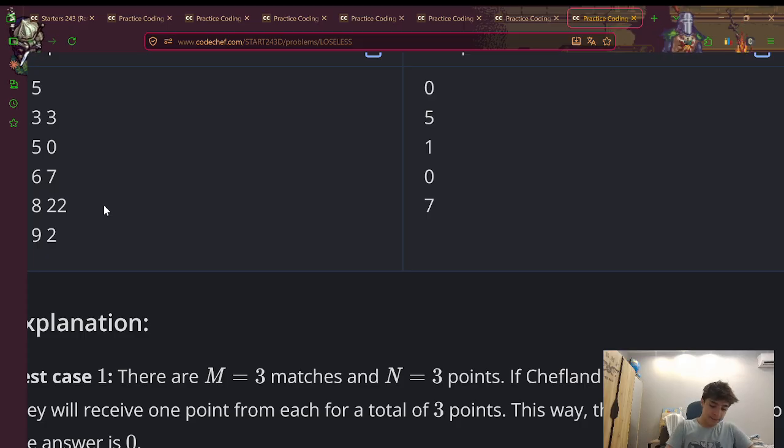Okay, we know one thing. If A is greater than B, then the answer is A minus B. Then the second one, if A is equal to B, then the answer is 0. I think the answer is A minus B. Yep.